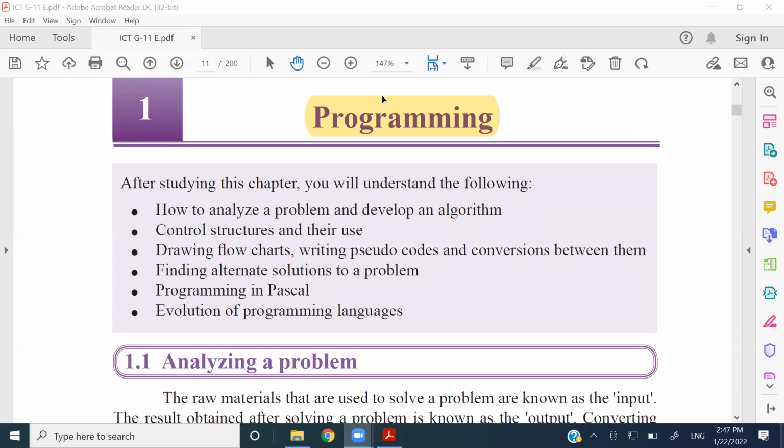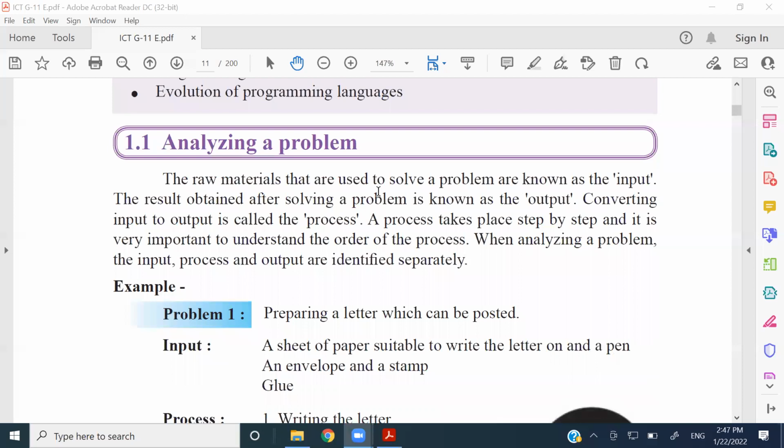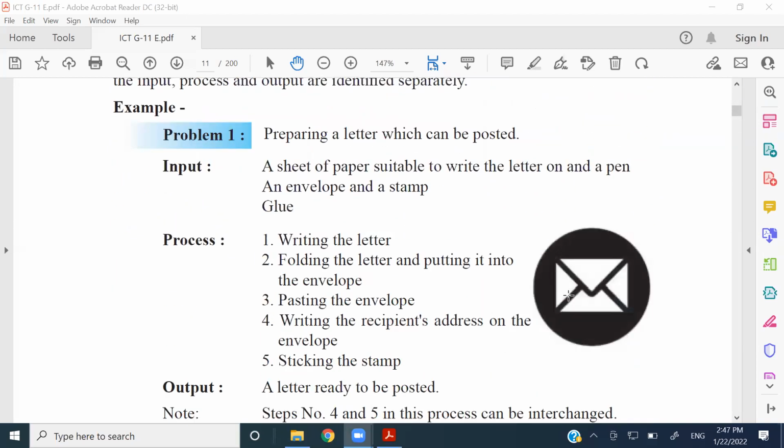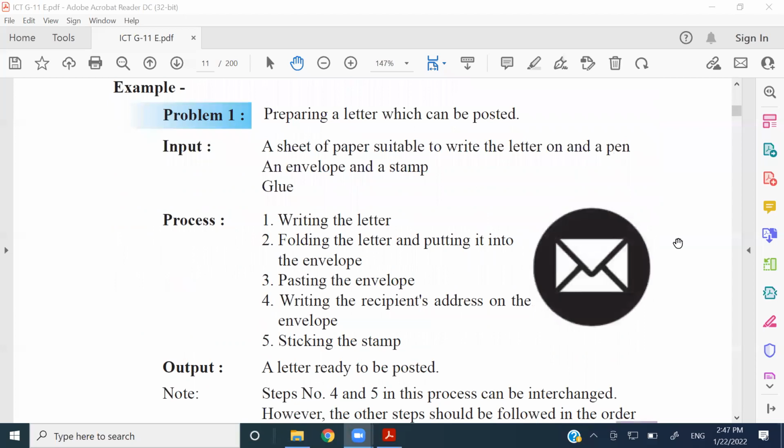So let's move to the programming part. I'm sorry, analyzing the problem. The case study they have taken is preparing a letter which can be posted. So the problem is simple: we have to prepare a letter to be posted. The inputs are a sheet of paper suitable to write on, a particular pen, and you need an envelope, stamps, and glue.